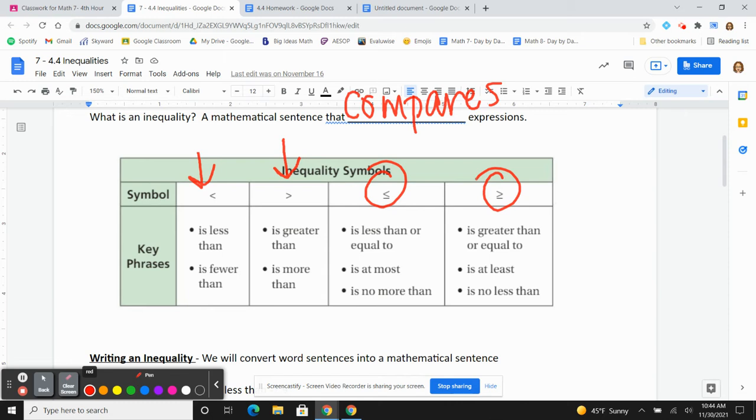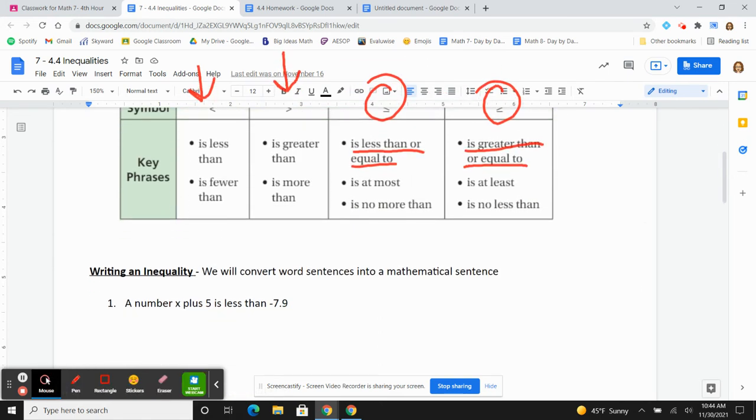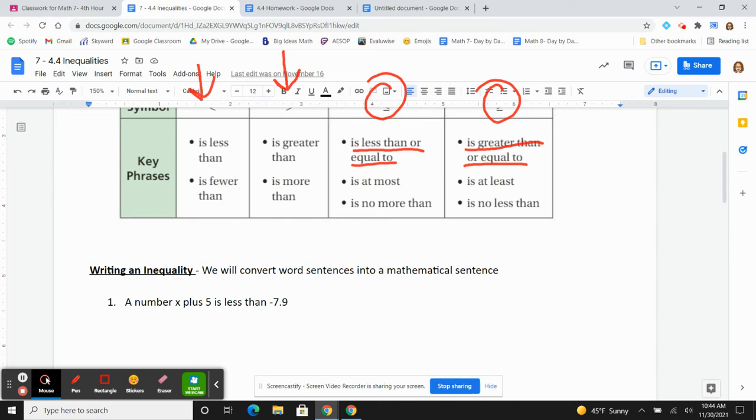If there's a line at the bottom, that means it's less than or equal to. It says it right here. Less than or equal to. And for this one, this would be greater than or equal to. Then the key phrases underneath those are is at most, is no more than, is at least, is no less than. We haven't done a lot of work with word problems, but today we are. Woohoo! Okay, so writing an inequality, we will convert word sentences into a mathematical sentence.